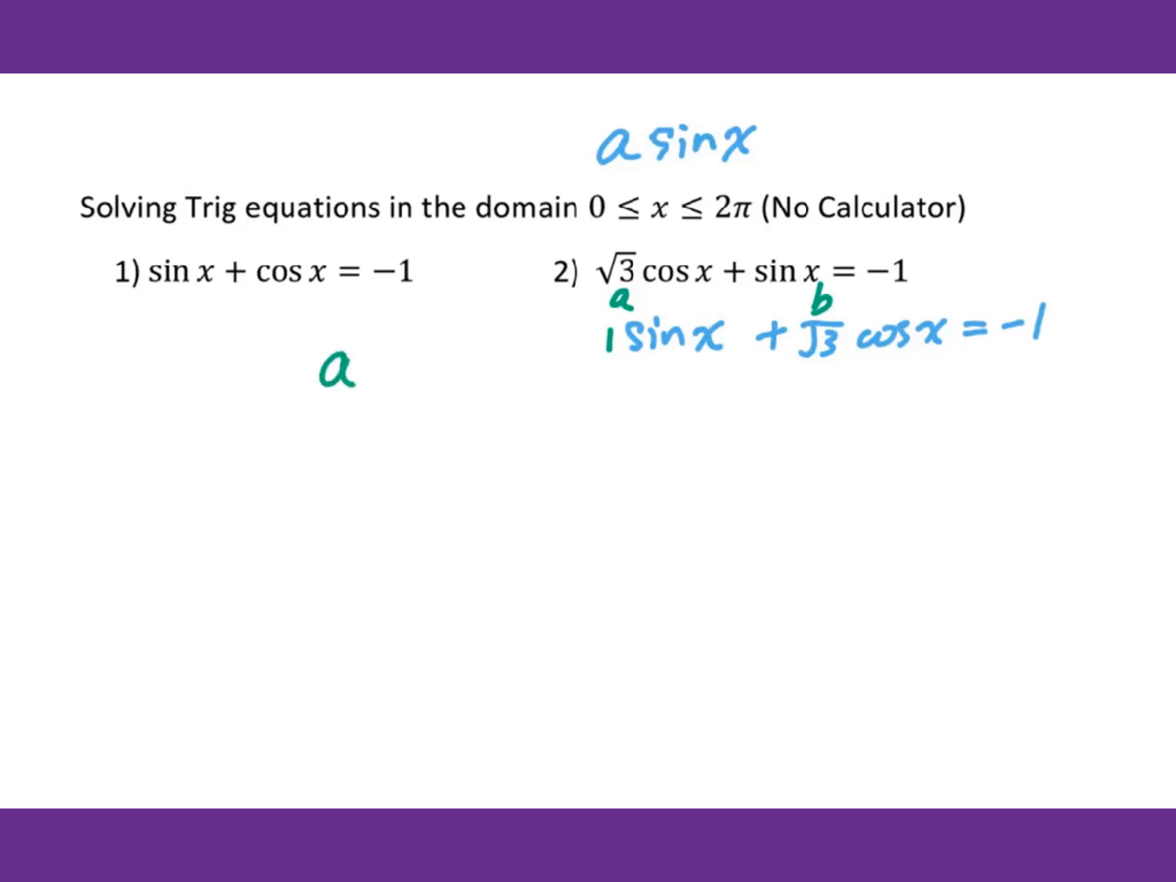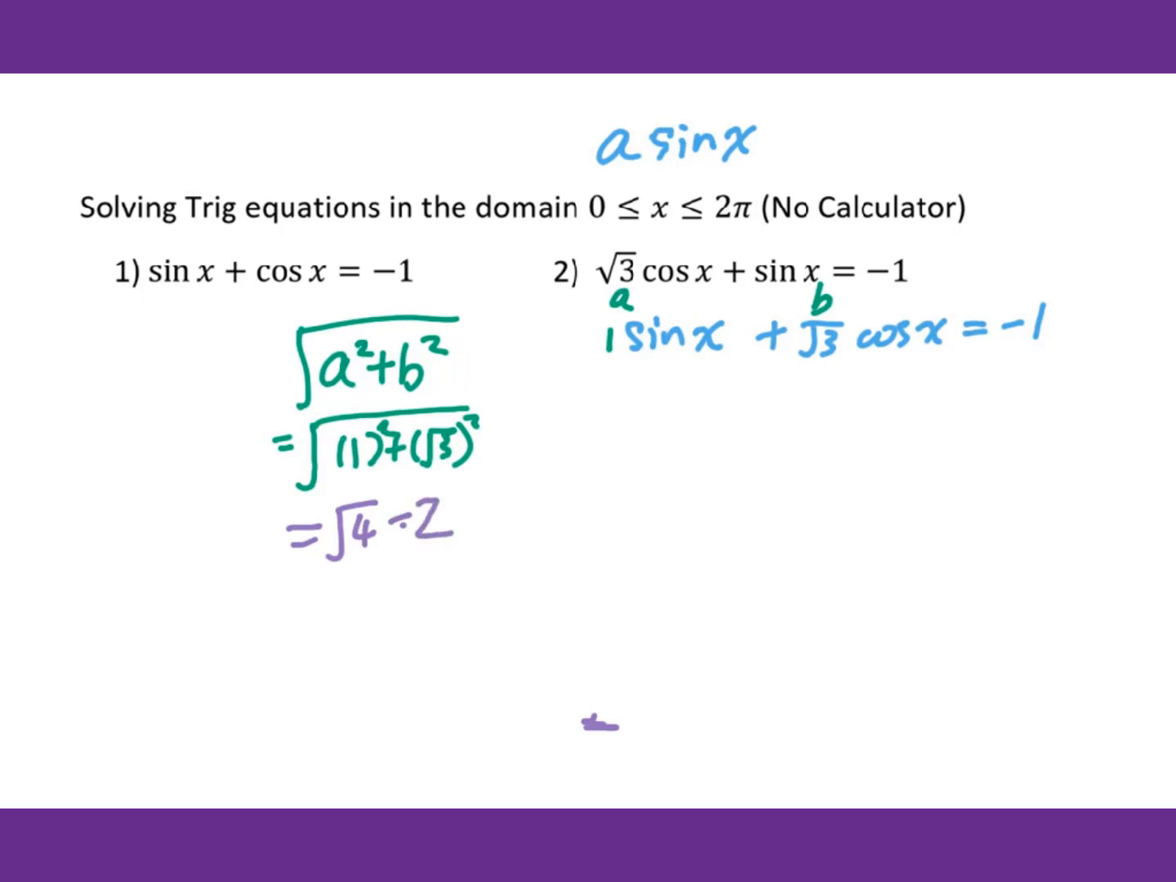Therefore, for a squared plus b squared, we do the square root. You will get 1 squared plus square root of 3 squared. We will get 1 plus 3, that's the square root of 4. That means 2. Therefore, we divide by 2.